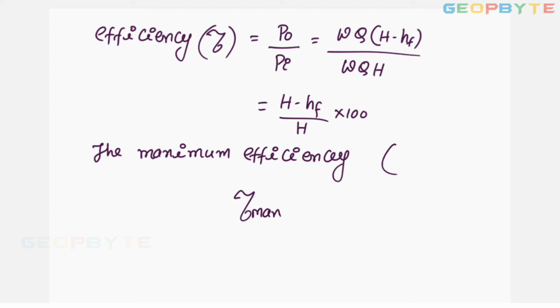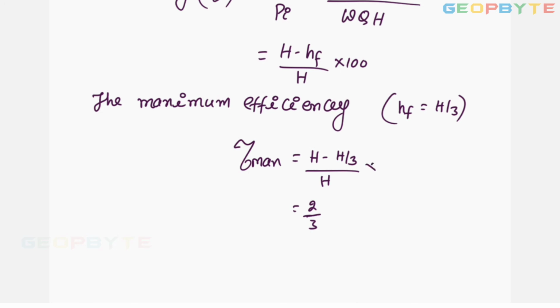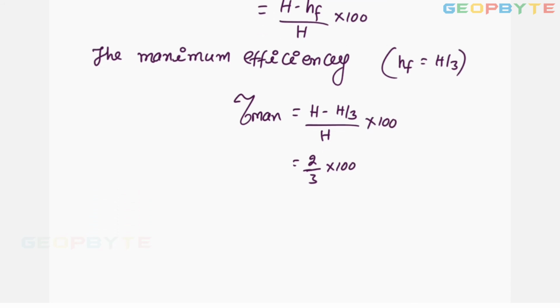Condition for maximum efficiency is what? HF equal to H by 3. So efficiency equals (H minus H by 3) divided by H. Simplify this value, you are getting 2 by 3 into 100. So it is equal to 2 by 3, equal to 0.66.